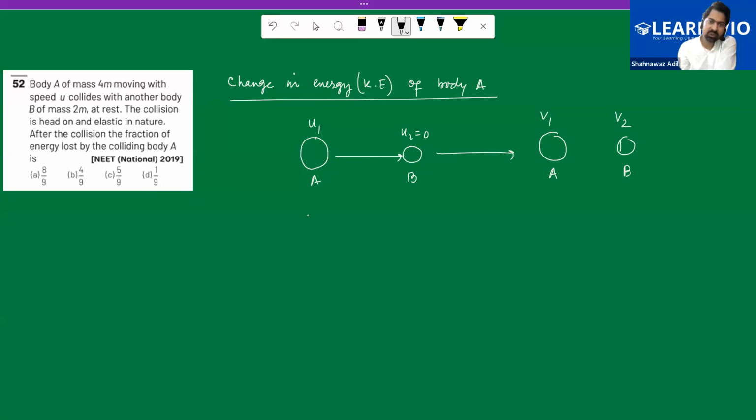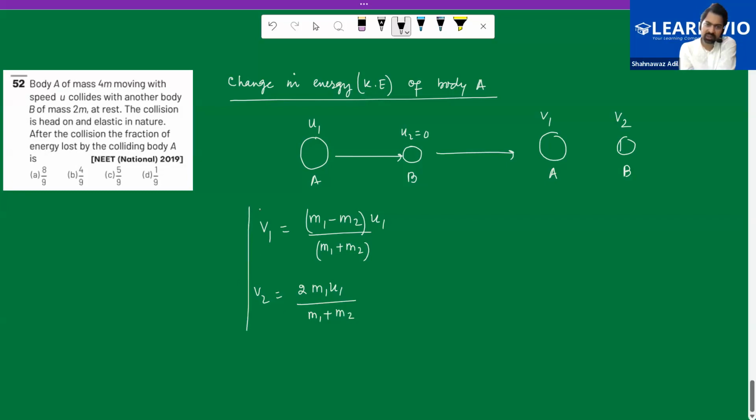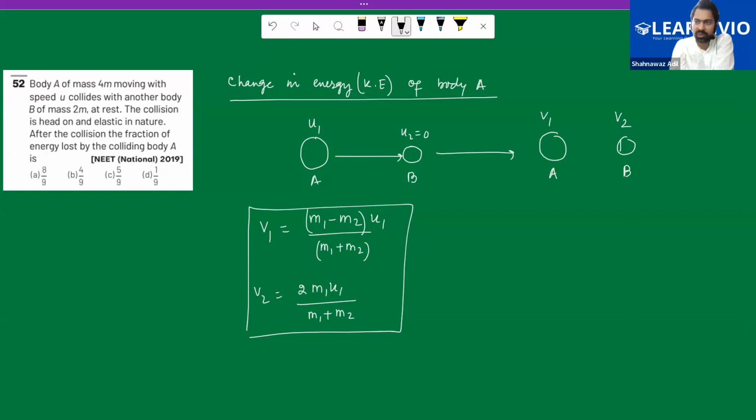So what do we know about V1? We have formulated one formula for this kind of collision. If this is at rest, V1 is simply M1 minus M2 divided by M1 plus M2 times U1. Right, this was the formula. And V2 was how much? This was 2 M1 U1 divided by M1 plus M2. Right, this was V2. You remember this? Yes, so if we go back to the previous lectures.